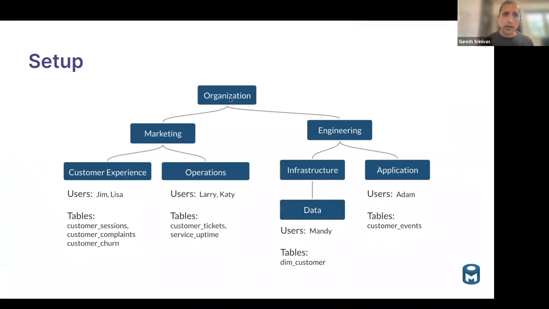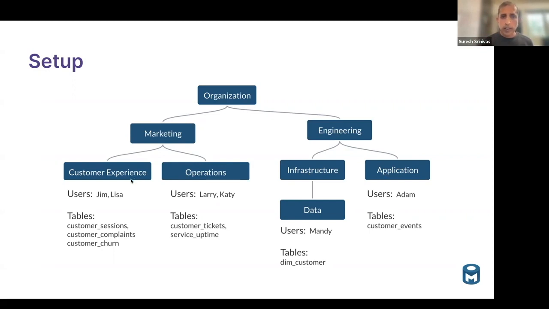So there's an organization that has a marketing team, and within the marketing team, there are sub-teams. One team is focusing on customer experience. The other team is focusing on marketing operations. And there is an engineering team. Under the engineering team, we have an infrastructure team, and there is a data team under the infrastructure team. Also in the engineering team, there is an application team that develops applications for this organization.